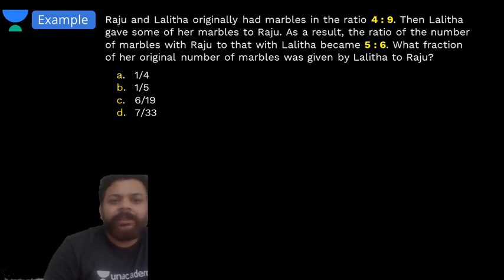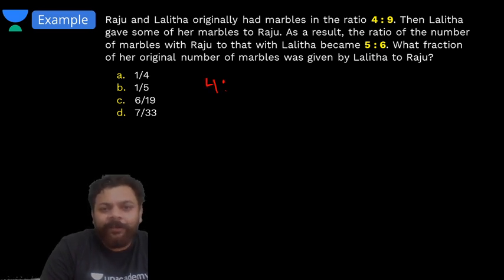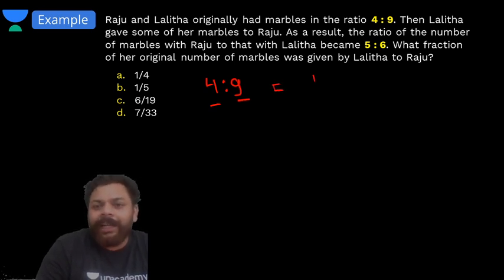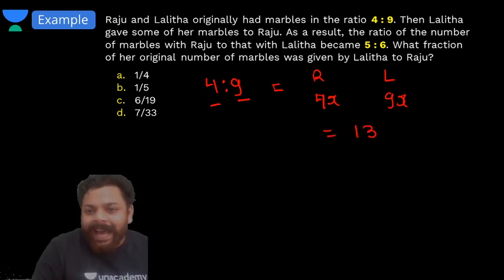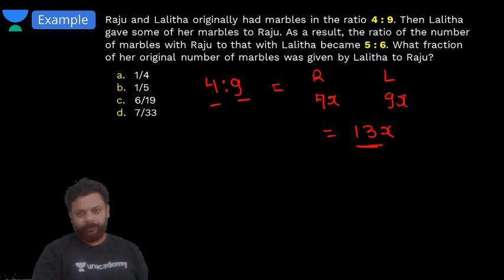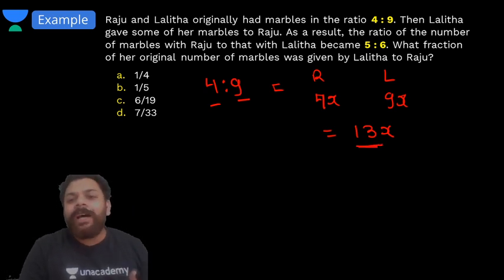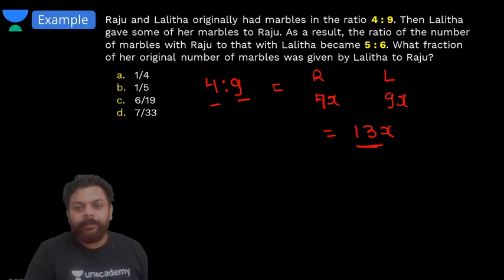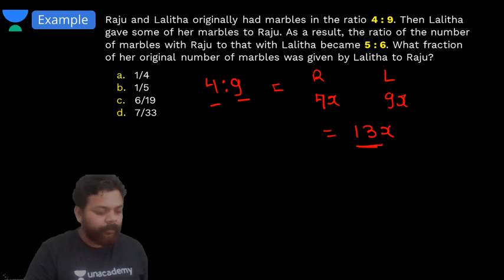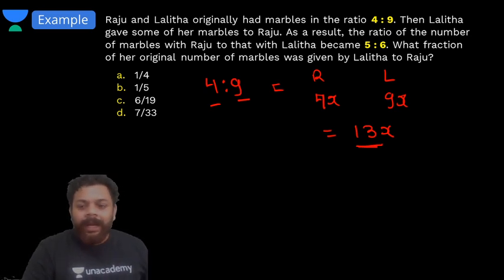Okay, so for this question, initially Raju and Lalita were having number of marbles in the ratio of 4:9. So initially we can assume that Raju and Lalita are having 4x and 9x marbles. That means in total, they both will have 13x marbles. That means the total number of marbles with Raju and Lalita must be a multiple of 13. Are you getting this?